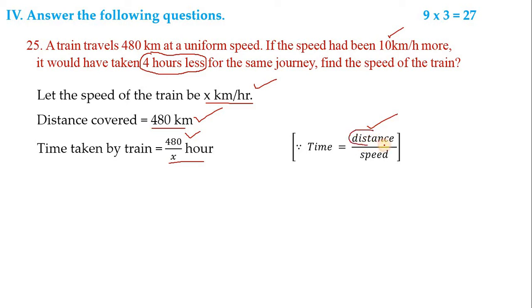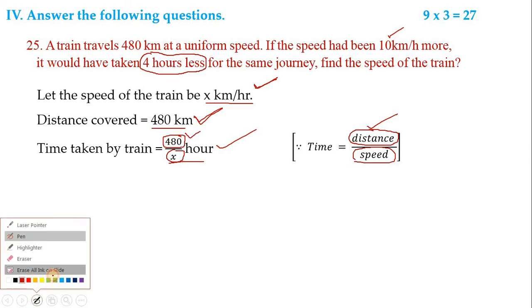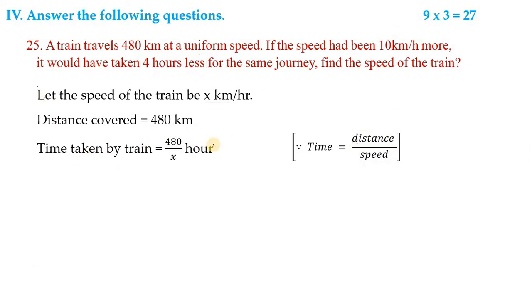Look here. This is distance. Distance is how much? 480. Hence I have substituted 480 here. And speed: we have considered speed as x, hence x in the denominator, right? Now this is in terms of time. This time is when the speed is x km per hour. Now we have to find the time taken by the train when the speed is 10 km more than the speed. Hence the new speed will be x plus 10 km per hour.